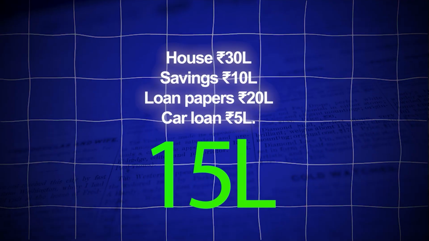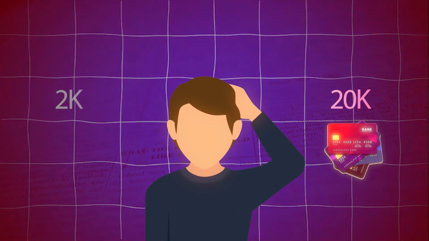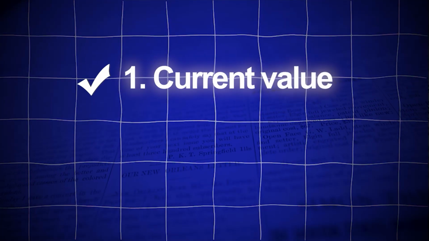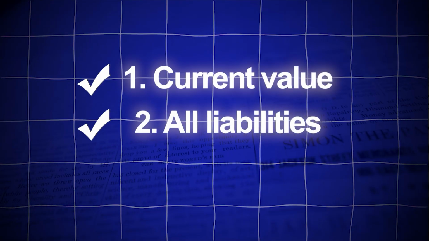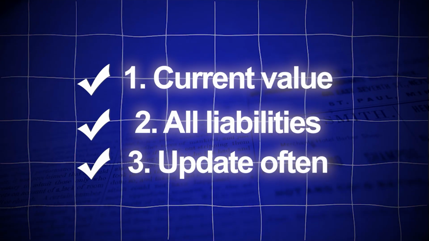The mistake? People forget small dues, credit cards, personal loans, every money borrowed from relatives. These count too. To calculate net worth correctly, always use today's value of assets. Always include every liability, no matter how small, and update regularly.